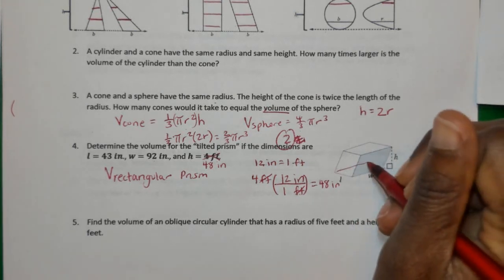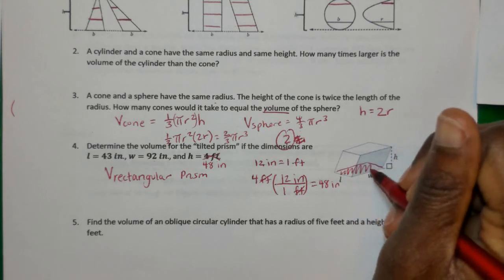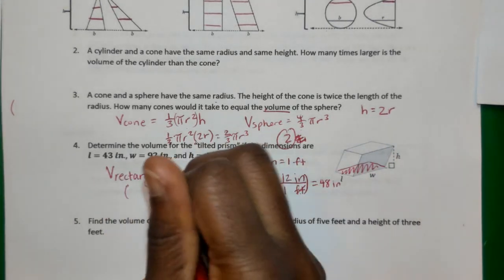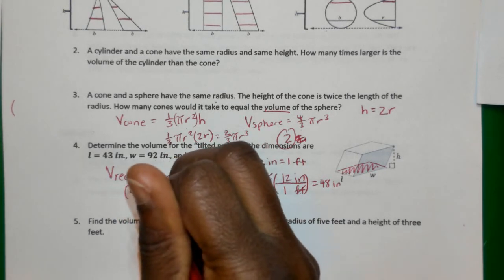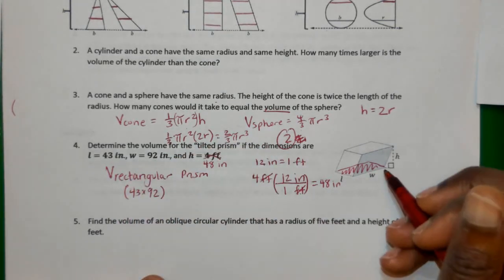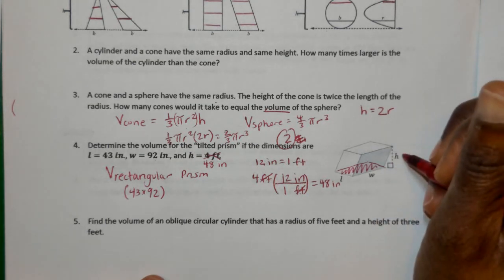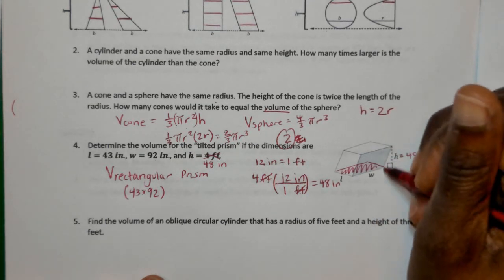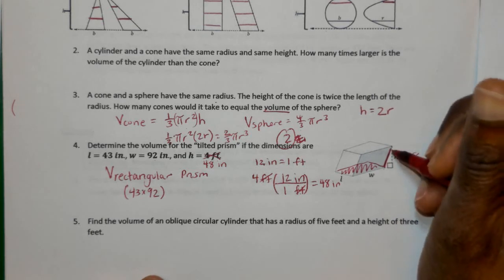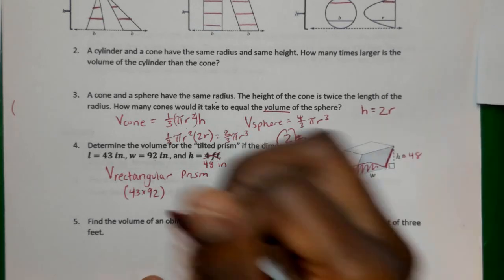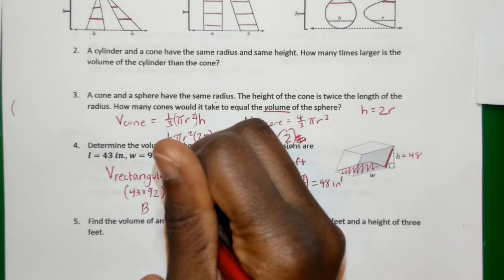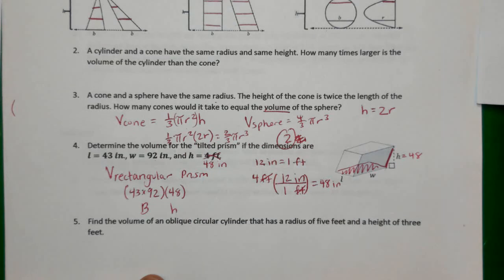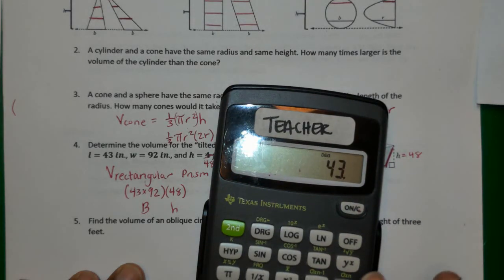Okay, then we would do the volume or the area of the base shape, which is length times width. Okay, so it's a rectangular prism, so we're going to do 43 times 92, and then we multiply that by the height. This height is the vertical distance. It's not talking about the slanted. If they had given us the slanted, then we would have to find the vertical distance, but they've given us the vertical, so we're just multiplying capital B times h, and then h in this case is 48. So our volume after that just becomes all those multiplied together.